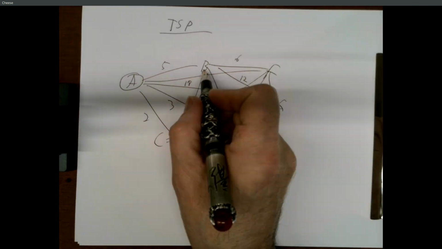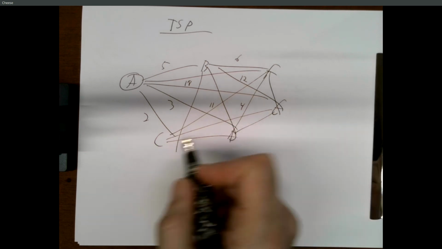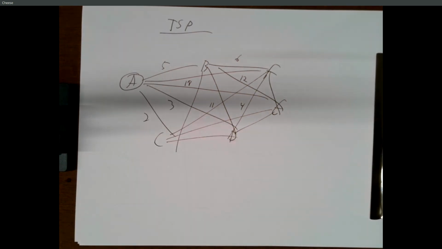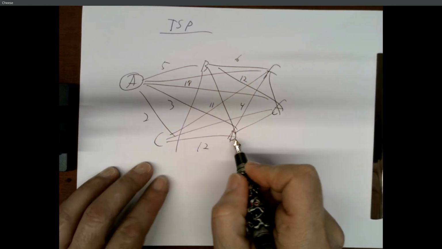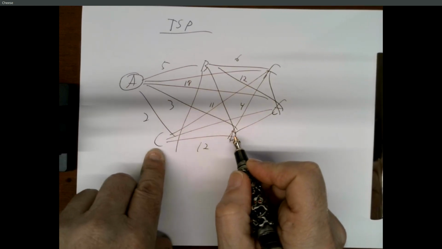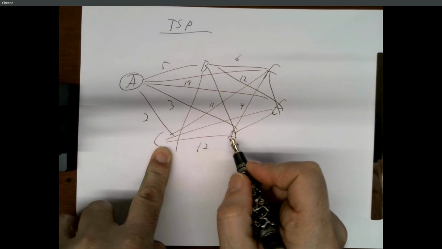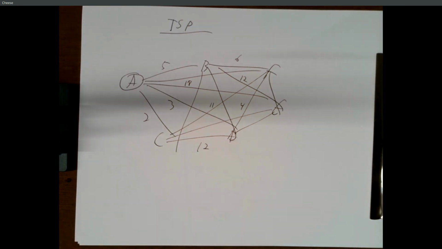So I could go to B and then go to D and then F and E and C and go back. Or maybe I want to go to B and D and, if this is 12, I could go back to A and come over to C. That's only going to take me 5. That may be the best way to get to C.